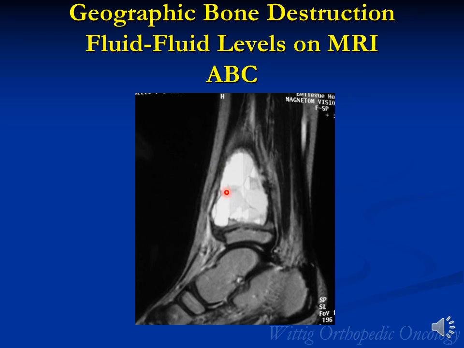Here's an MRI of that tumor. This was an aneurysmal bone cyst. And important to note on aneurysmal bone cysts, just like with secondary ABCs, you can have these fluid levels.